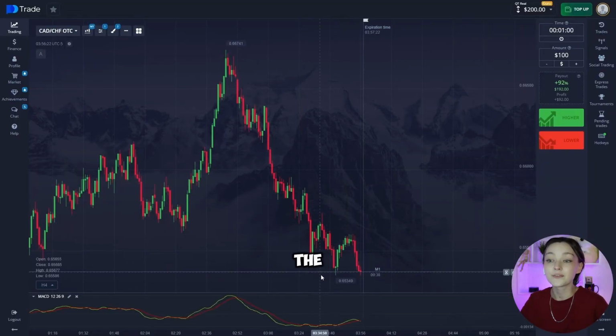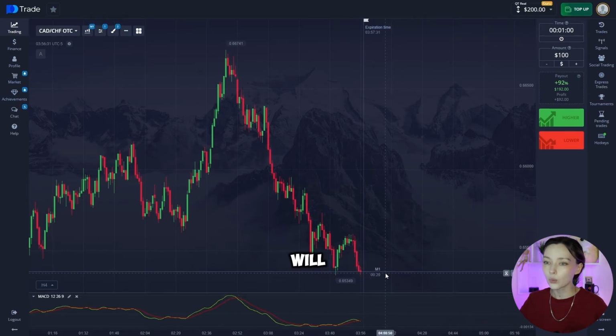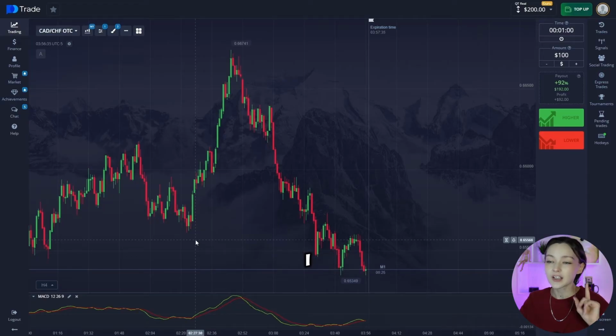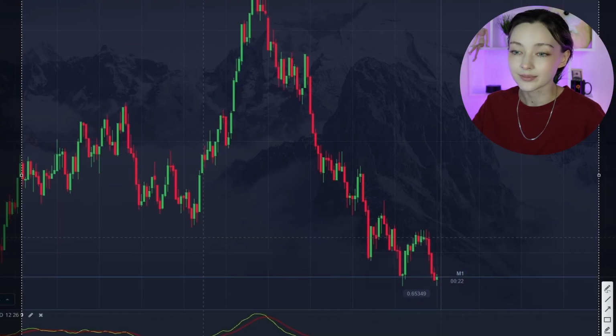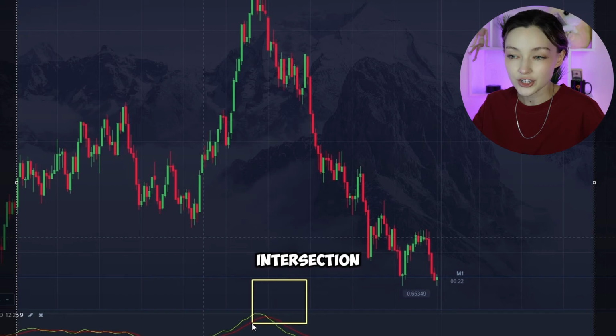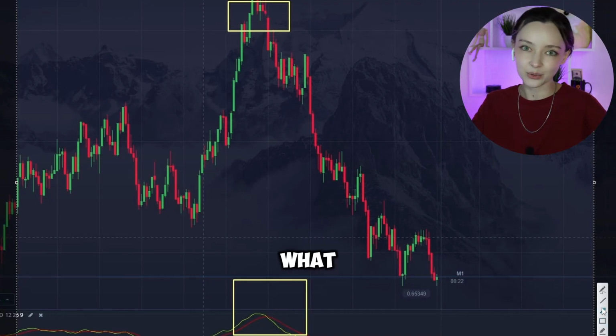So I found the first case. We can see the green line crossing the red one upwards, which means the nearest price fluctuation we're about to observe will be downwards. Besides all of that, before placing your trade, I strongly recommend you to check the indicator's performance historically. We can see this intersection when the green line crossed the red one downwards, which indicated the price was about to fall. And as you can see, that's exactly what happened.